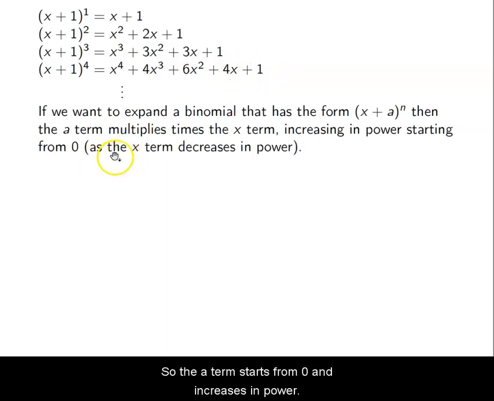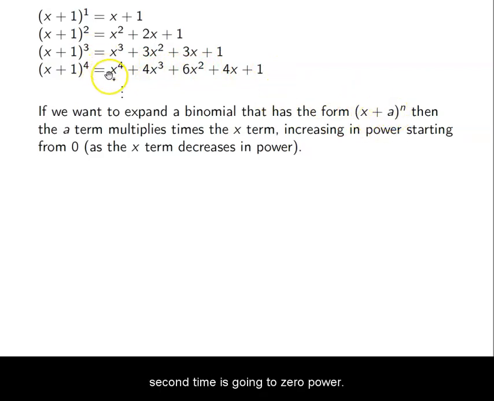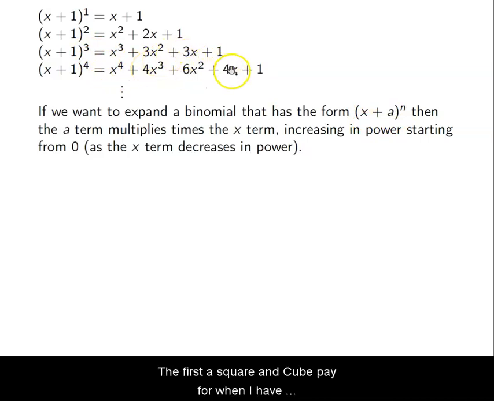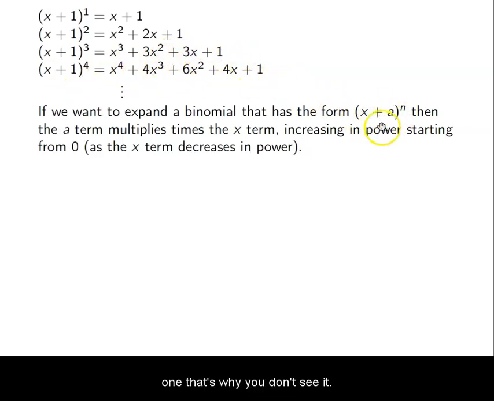Okay, so the a term starts from 0 and increases in power. The x term starts at its highest, 4, and decreases in power. It goes 4, 3, 2, 1, 0 for the first term. That's what the first term is doing. The second term is going 0 power, a to the first, a squared, a cubed, a to the 4th. Okay, when I have something that's not a 1. Here, 1 to any power is just 1. That's why you don't see it here.